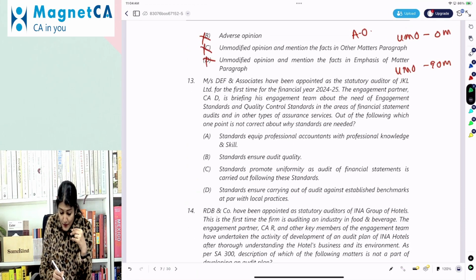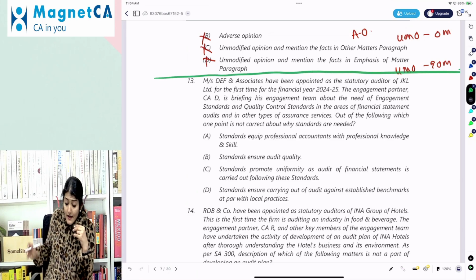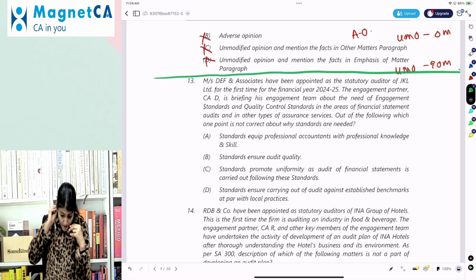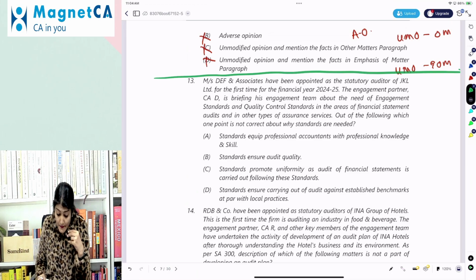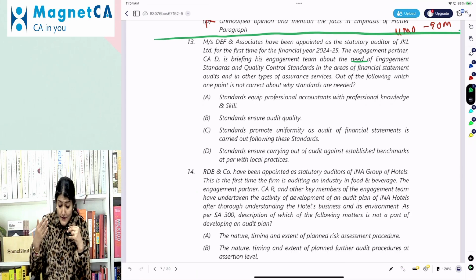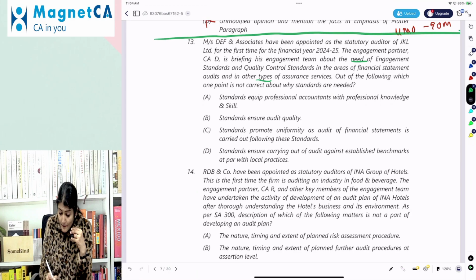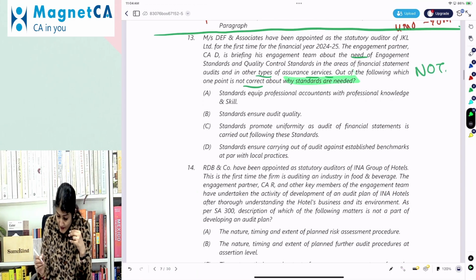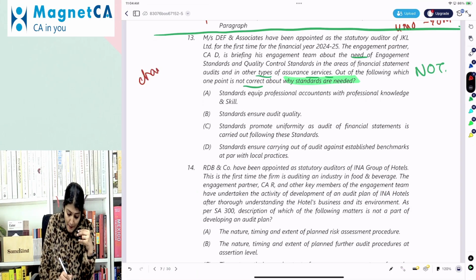Okay, now coming to the independent MCQs. DEF and Associates have been appointed as the auditors of JKL for the first time. The engagement partner CAD is briefing his engagement team about the need of EQCS in the areas of financial statement audit and in the other types of assurance services. Out of the following, which point is not correct about why standards are needed? Right. So again, a question from chapter number 1, which could be asked as a theory question, and the same question over here has been converted into an MCQ.